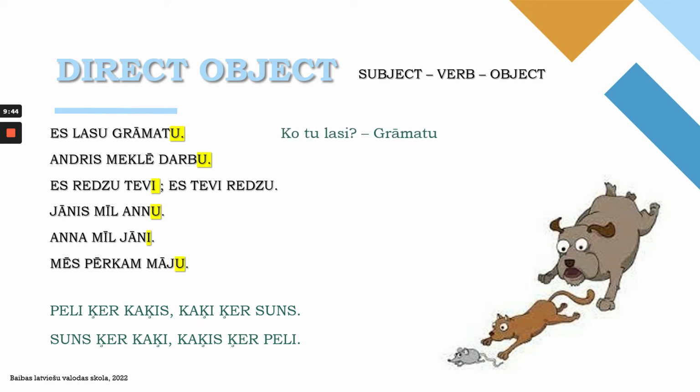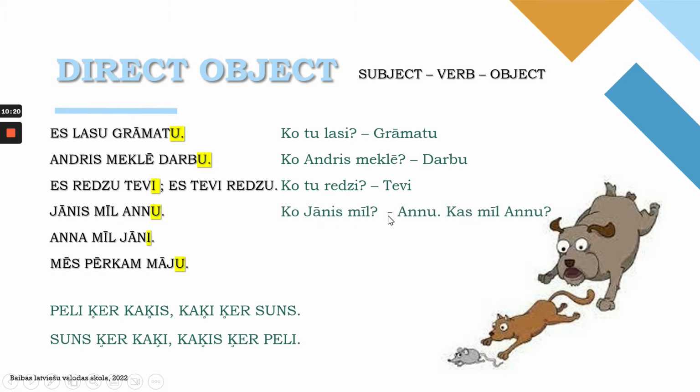So the accusative question word is ko. So it means when we want to find out this information, we ask question word ko. Ko tu lasi? The answer is grāmatu. So ko, accusative's question word. Answer in accusative. Grāmatu. Ko Andris meklē? Darbu. Ko tu redzi? What do you see? Tevi. I see you.